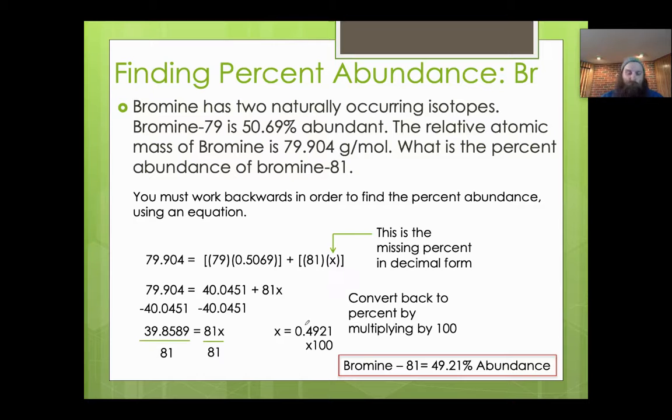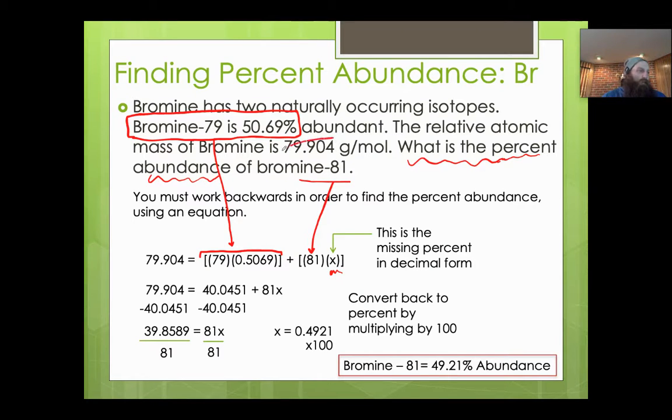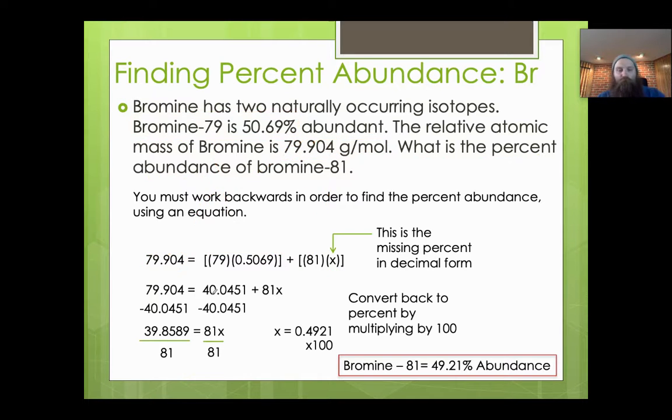Now, let me point out where I got some of these things, right? First, this 79 right here is that 79. So I know bromine-79 is 50.69% abundant. Well, that's this whole bracket right there. I'm looking for the percent abundance of bromine-81. So 81's right there. The thing that says, what is the percent abundance? Well, that's the thing I don't know, so that's x. I know the relative atomic mass is in grams per mole right there. So that's where I got everything from my problem. Try another one.